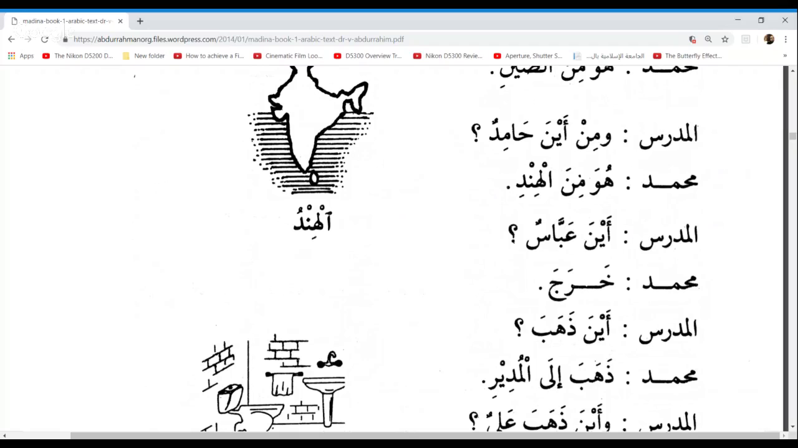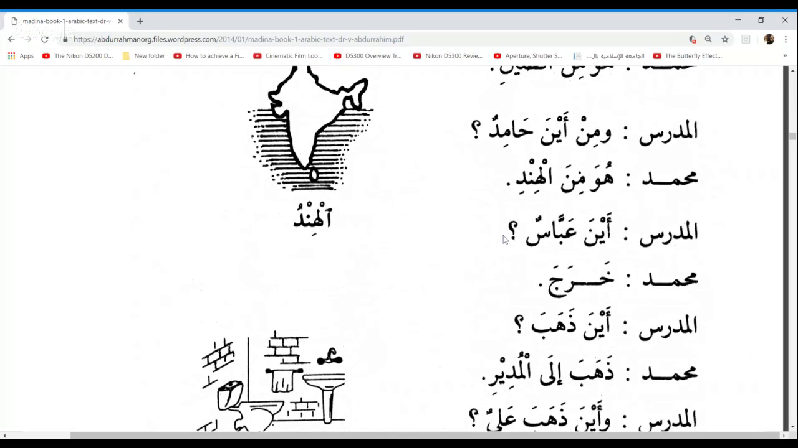Huwa min al-... is that a meem or a ha? Is that a meem hidden underneath the lam? It's a ha. So huwa min al-Hindi. Yes. He's from India. Exactly. Huwa min al-Hindi. He is from India.